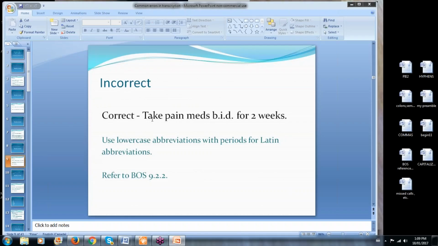Correct, it would be the pain meds BID for 2 weeks. So remember, use lowercase abbreviations with periods for Latin abbreviations. Okay, it's just like NPO or PO or any of those. And if you're not sure, just refer to the book of style 9.2.2. All right. And that way, if you're not sure, you'll know whether it's lowercase or uppercase. And with lowercase, you always use periods after each letter.